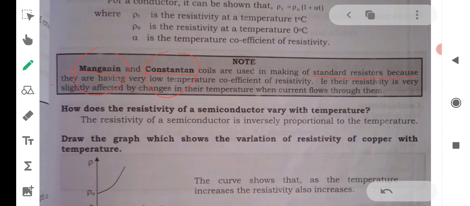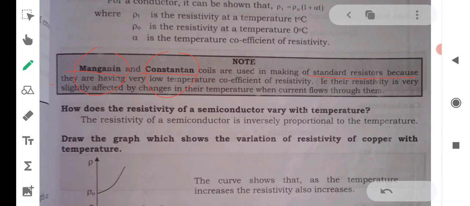Now the question is, how does the resistivity of a semiconductor vary with temperature? Resistivity of a semiconductor is inversely proportional to temperature. Students, in case of resistance also, resistance is directly proportional to T for conductors, and inversely proportional to temperature for semiconductors. Same thing, resistivity is directly proportional to temperature in case of conductors, and inversely proportional to temperature in case of semiconductors.